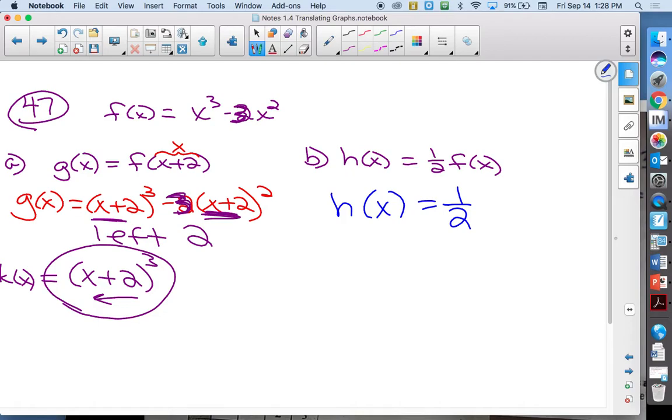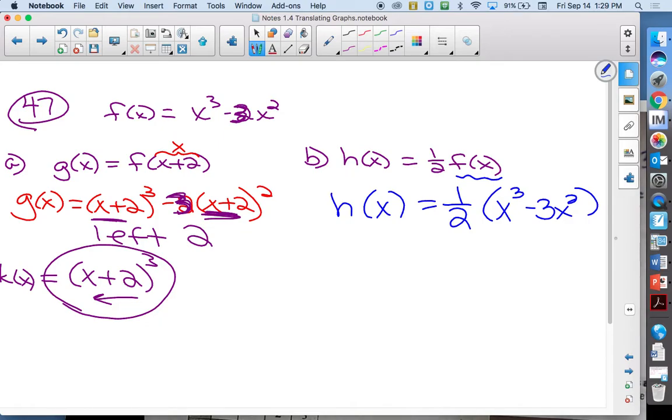And I'm just going to put it in parentheses and say I'm taking 1/2 of all of this. Because if you're taking half of f of x, well, f of x is x cubed minus 3x squared. I need to take half of all of that. If you wanted to distribute it through, you can, that's fine. What happens if you're taking half of something to the graph? So what would happen to the graph?